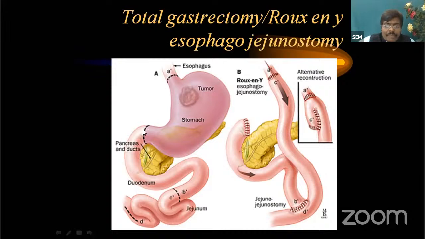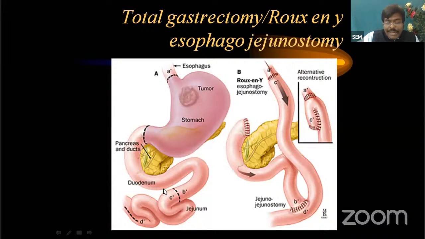Here the duodenal stump is as it is, but the jejunum, instead of going in as a GJ, it is actually a JJ. Instead of GJ, you are making a jejuno-jejunostomy, and this jejunum is brought here. So esophagogastrostomy and jejuno-jejunostomy, these are the two things we do. The jejunum is disconnected about 2 feet below the duodeno-jejunal junction, and the distal part of the jejunum is brought in.